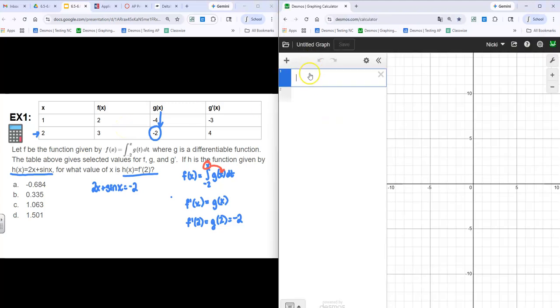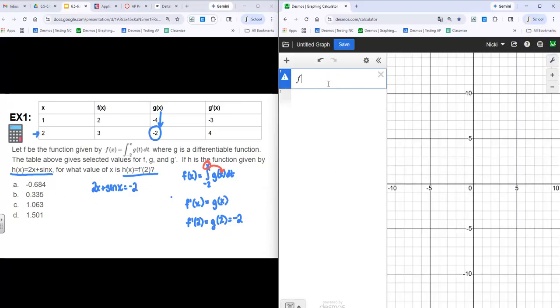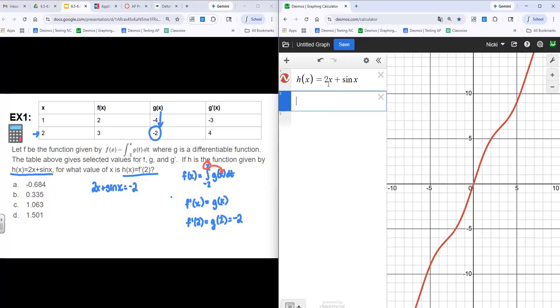And how do we solve this if we got 2x plus sine x equals -2? What do we do in Desmos? Well, I'm going to call it h of x since it is h of x. H of x equals 2x plus sine x, and then g of x or y equals, or anything, f of x, whatever you want to call it, equals -2. Right? We just put those two things in there, left side, right side. We're just looking for where they cross. We're getting -0.684. So A is going to be our answer.